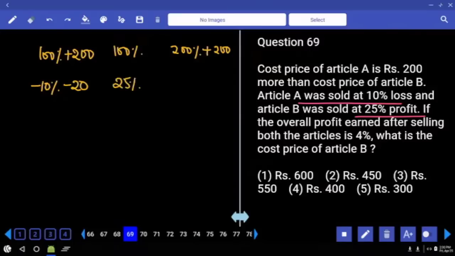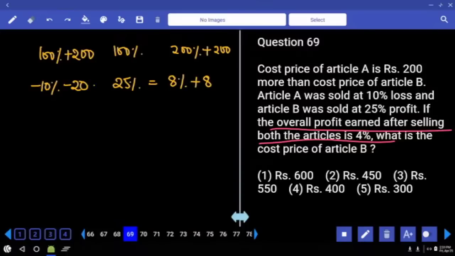You need to be very careful in writing a number and a percentage, because we have number and percentage combinations. Overall profit earned after selling both articles is 4%. Overall cost price is 200% plus 200. 4% of that is equal to 8% plus 8. This must be equal to the overall profit.